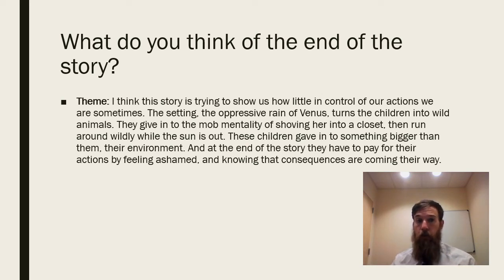We have one kid that stands up and says, hey, let's push her in a closet, and everybody else is like, yeah, let's do it. Then they run around wildly while the sun is out, so we just see how animalistic they are. And then the children gave in to something bigger than themselves, their environment, the people around them. So it goes back to one of my previous comments of them being more angry at the circumstances than at Margot herself. And then at the end of the story, they have to pay for those actions, and they feel the consequences of being ashamed and knowing that they put this on themselves, or they caused this situation. So I thought the story was about how our actions sometimes take control of us, and we don't really have the time to think about them.